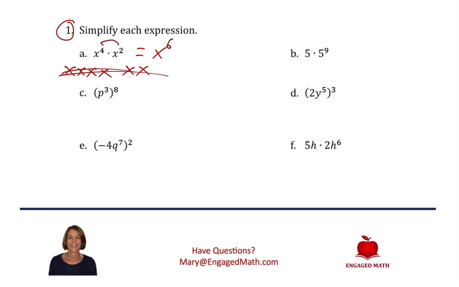What do we really do? We add those exponents. But I want to make sure you understand why you add the 4 and the 2 in this particular case, not make it x to the eighth or something else.